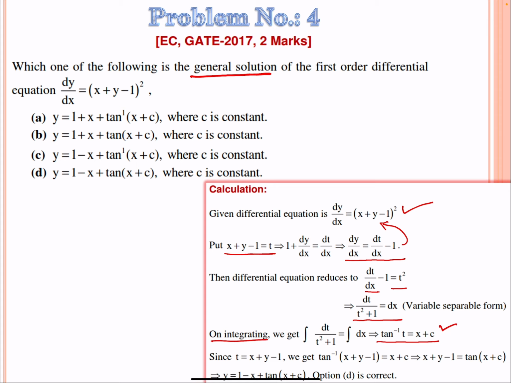Now substitute finally the value of t. T is x plus y minus 1. When you substitute, this equation is converted into tan inverse x plus y minus 1 is equal to x plus c. Clear? And this equation can also be written as x plus y minus 1 is equal to tan x plus c. Find the value of y. Y is 1 minus x plus tan x plus c. This means D option is correct. Clear? D option is correct for this problem.